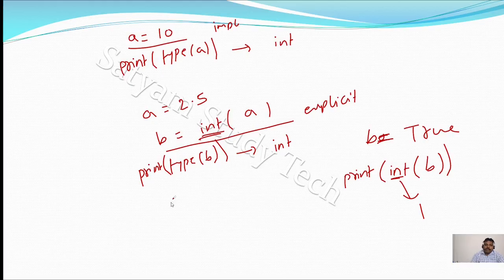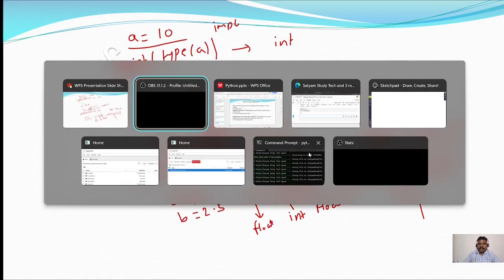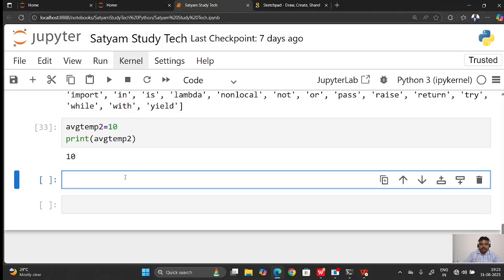Like that, here for example a equal to 5, b equal to 2.5, right? c equal to a plus b. So here a is integer type and b is float type. Automatically the c is a float type. Now you can see the example, then you can understand what type conversion is.